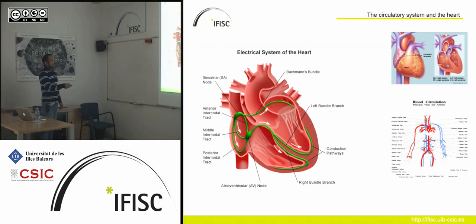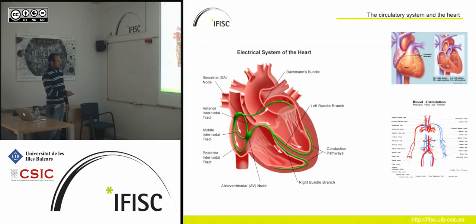There are 2 main nodes in the heart. One is in the top of the right atrium. And it's the main one. Let's say it's the pacemaker of the heart. If we have a wavefront that initiates here, then it travels through the right atrium and goes to the left also, and then it makes the contraction of the 2 atria.